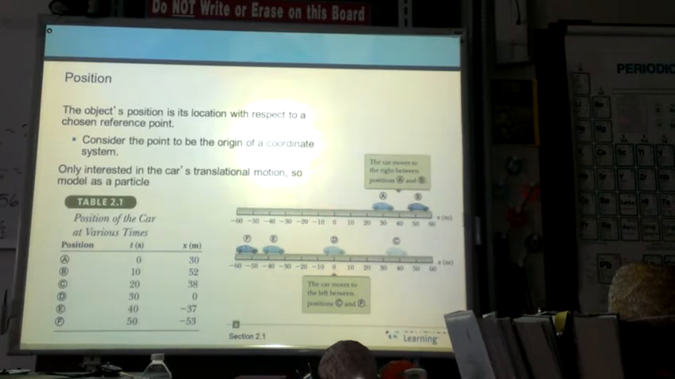On this one, it says the car moves to the left between positions C and F. So the car is moving this way between positions C and F. They probably made C their reference point and then followed the car's motion from here to F. So I don't necessarily have to start my origin at 0. I don't have to, but you can. It doesn't really matter.